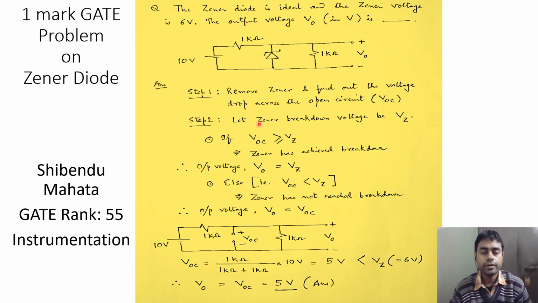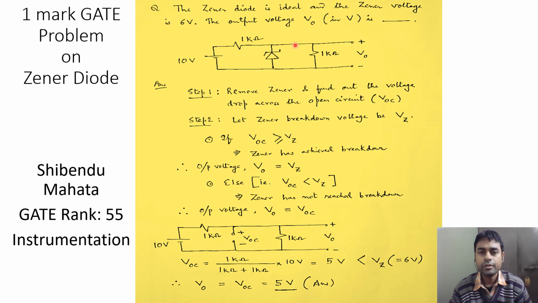The question considered here is a very popular type of problem and generally comes in the form of a 1 mark problem in GATE, and this is on Zener diodes. Herein the problem is stated as: if you consider the Zener diode to be an ideal one and the Zener voltage is 6 volt, then can you find out the output voltage V0 in volts?